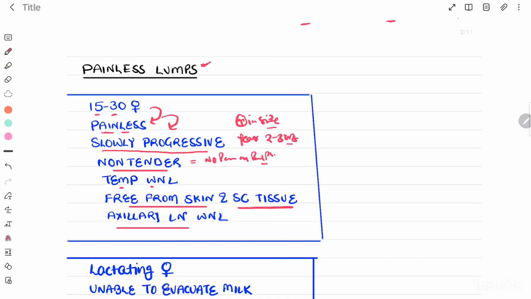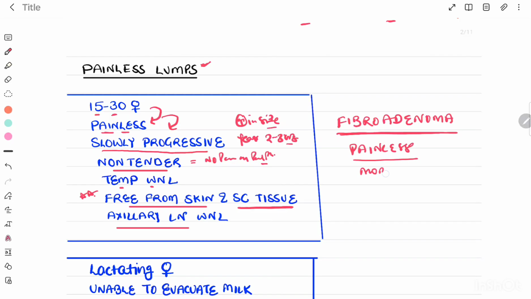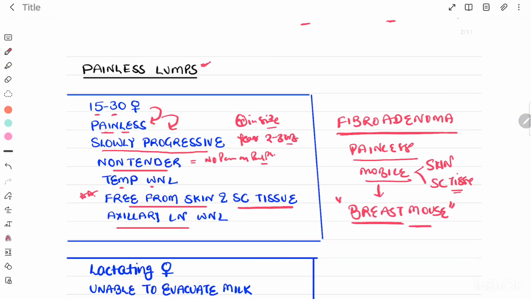So the differential diagnosis for this patient will be fibroadenoma. The key points here are painless and mobile. Mobile means no fixity to skin and no fixity to subcutaneous tissue. That's why it is known as the breast mouse. So this is the history and the examination findings for the fibroadenoma. This is the first case in OPD of painless breast lump.